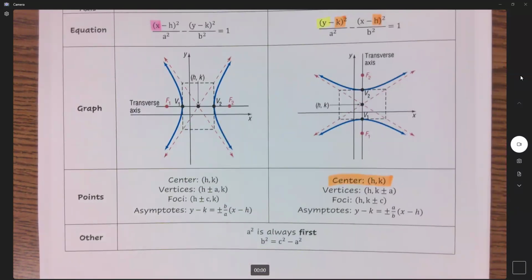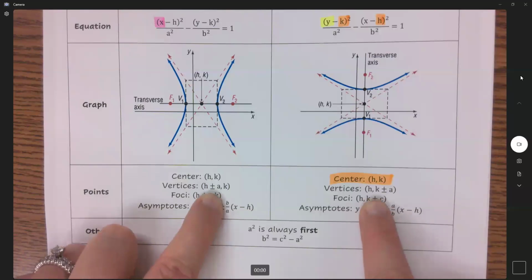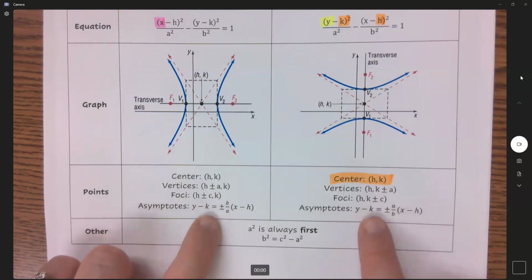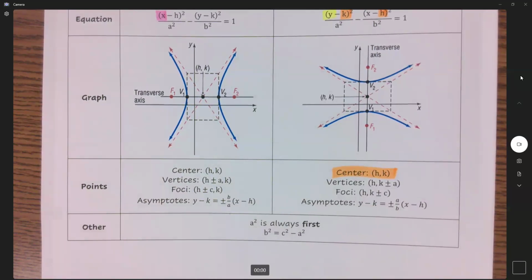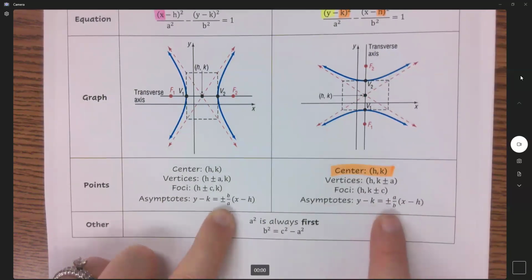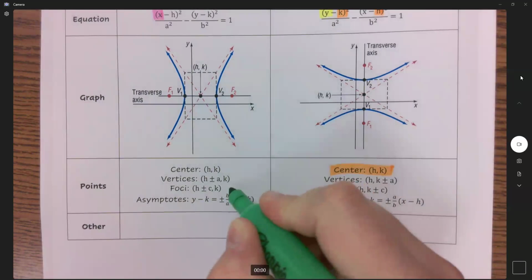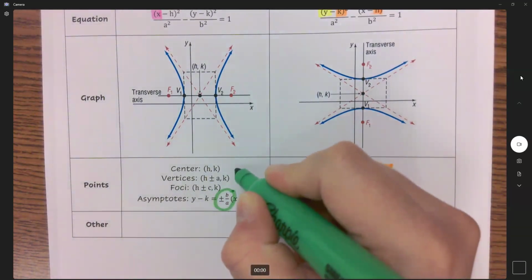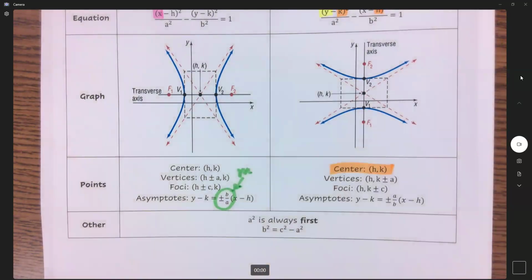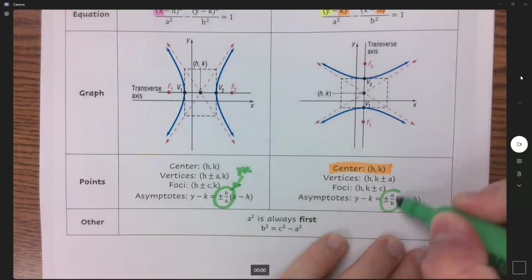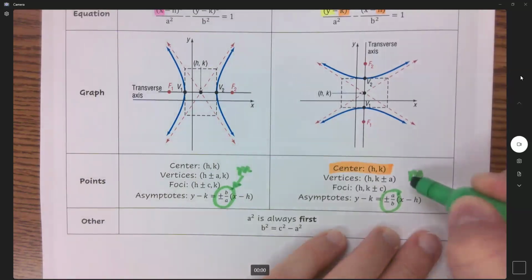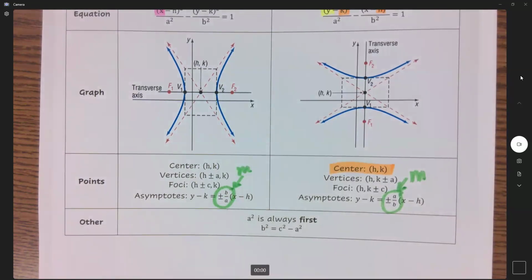Your vertices change a little bit. Your foci change a little bit, so use the right formulas. Your asymptotes are almost identical, except for the slope right here. When it's parallel to the x, your slope is plus or minus b over a. When it's parallel to the y, your slope is plus or minus a over b. So those are going to change.